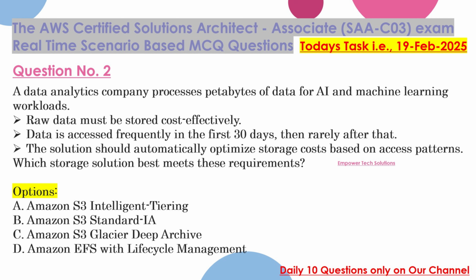Options: A. Amazon S3 Intelligent Tiering. B. Amazon S3 Standard IA. C. Amazon S3 Glacier Deep Archive. D. Amazon EFS with Lifecycle Management.